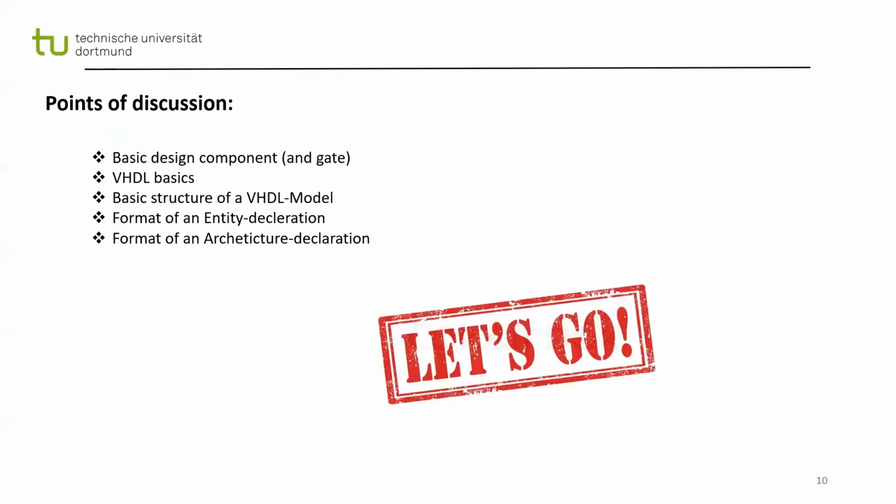In this video, we will go over the following points of information. Firstly, a basic overview of some design components, such as the AND gate. Then we will go over some basic knowledge and information regarding the VHDL language. We will also discuss the basic structure of a VHDL model. And finally, we will analyze both the entity declaration and the architecture declaration, which are part of our VHDL model.